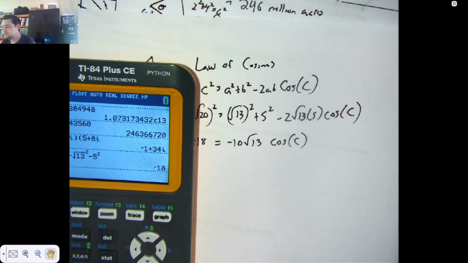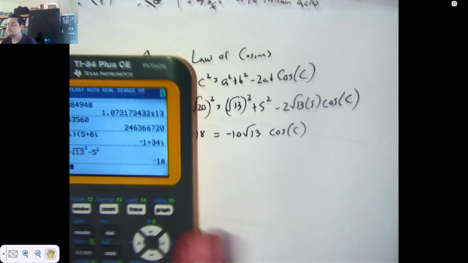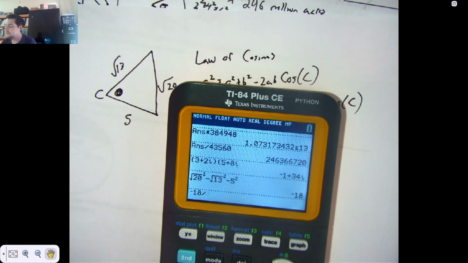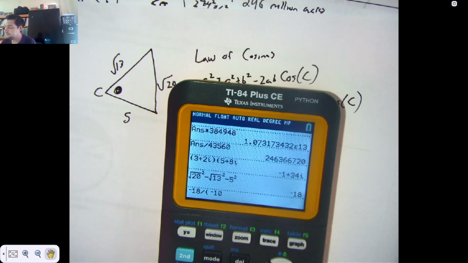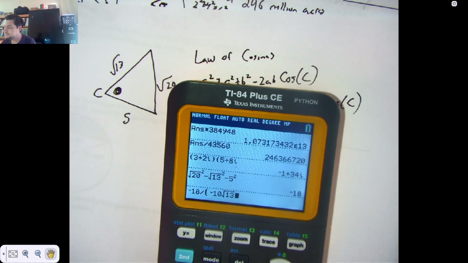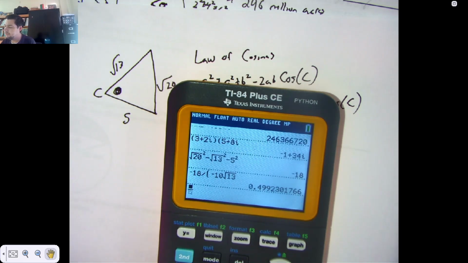So now I got to do my division. I got a negative 18 divided by, if you're not approximating the decimal, make sure that you use parentheses or you use the fraction function. You can either do that or you can hit alpha x, bring up the fraction.